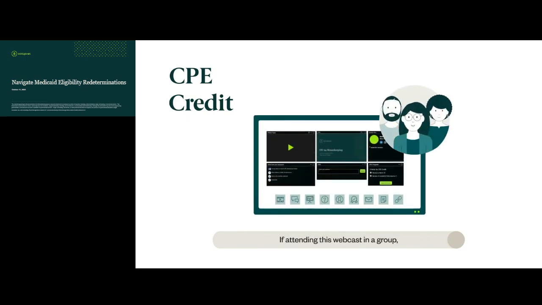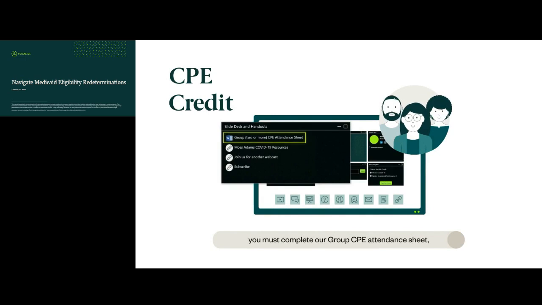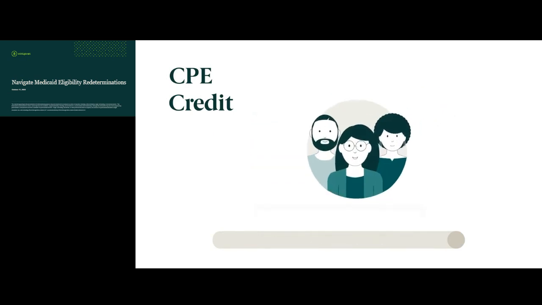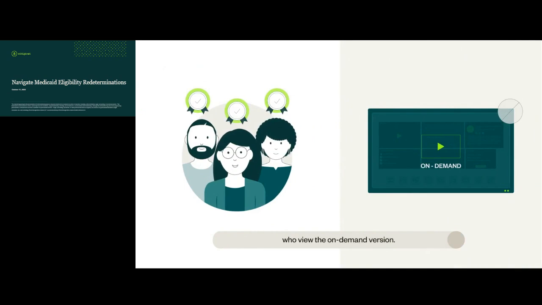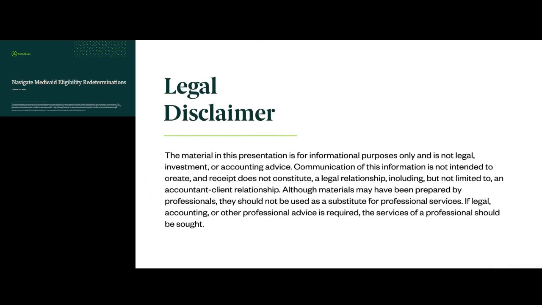If attending this webcast in a group, you must complete our group CPE attendance sheet, available in our slide deck and handouts widget to receive credit. Please have all group members sign it and send only one sheet per group. CPE credit can only be awarded to participants registered as themselves and isn't available for participants who view the on-demand version. This presentation is not legal, investment, or accounting advice. We encourage you to seek the counsel of a professional service provider to apply this content to your specific circumstances.